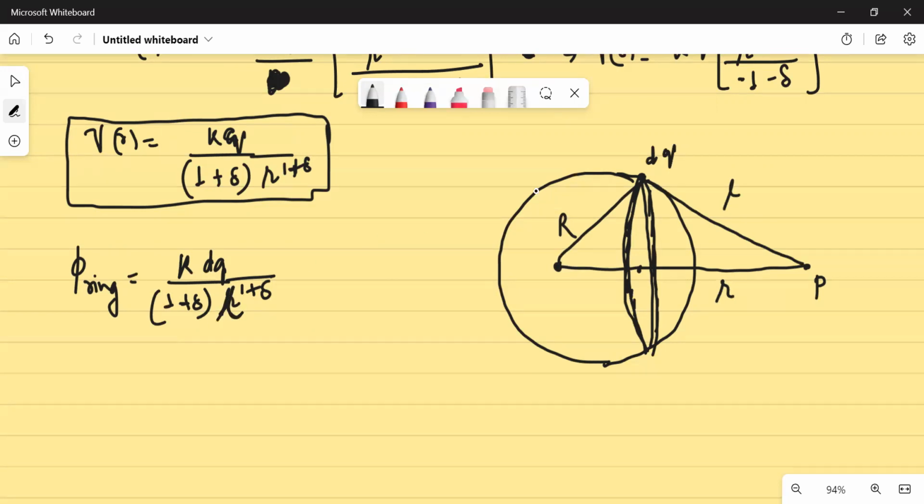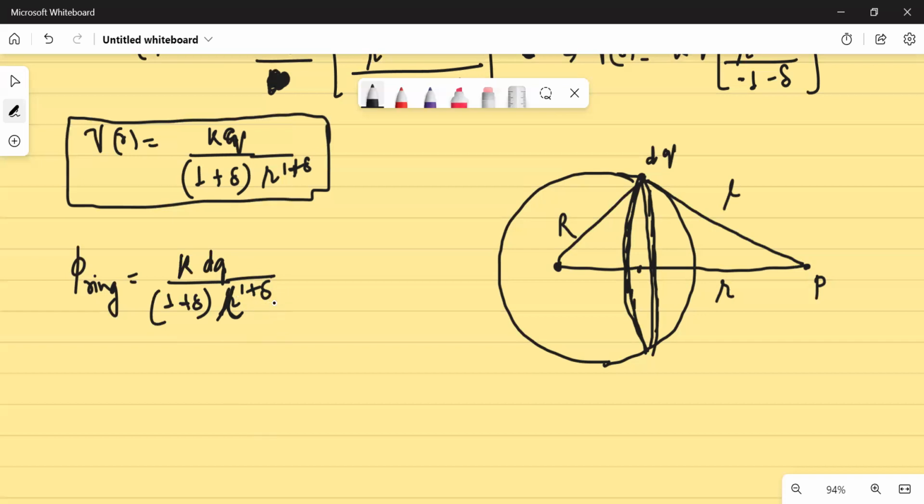Is that clear? ये चीज समझ में आ रही है? Is that clear या नहीं clear? प्लीज बोलो. कोई दिक्कत नहीं है. ठीक है, so K dq upon 1 plus del, and this is L to the power 1 plus del.